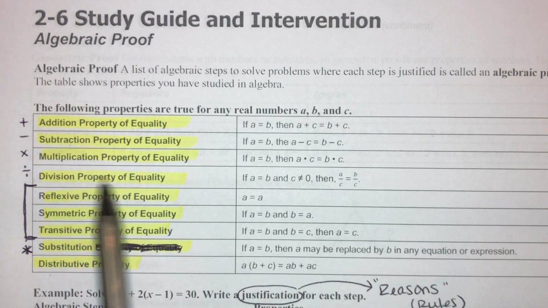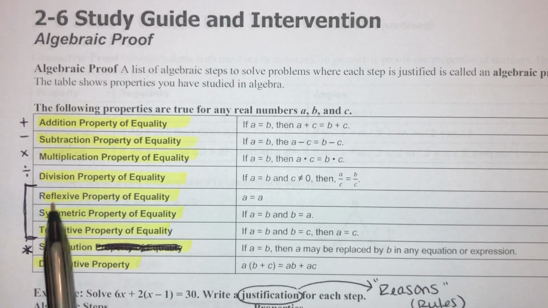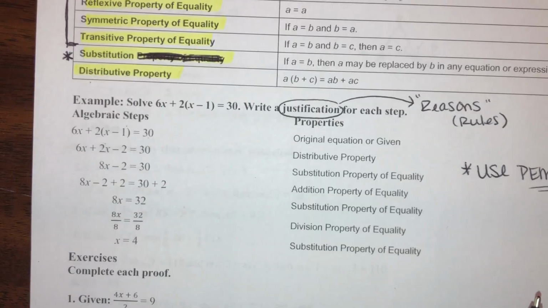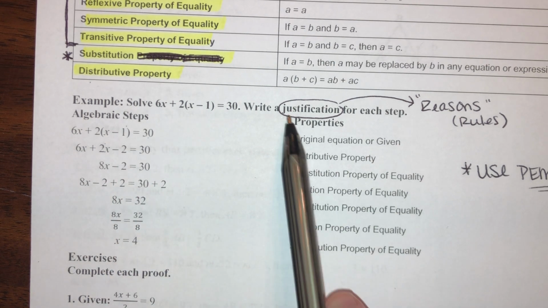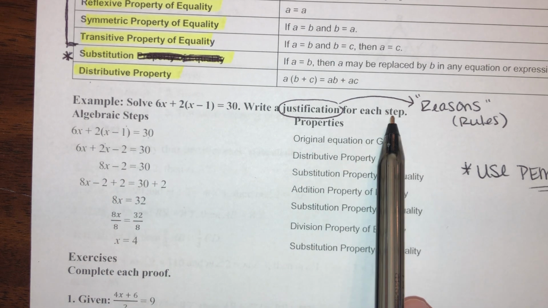Okay, so we're going to focus on these top guys here. I don't think on this front side we'll get into these three, but we will on the back for sure. The first example here is just solving an equation. So it says solve this and write a justification for each step.